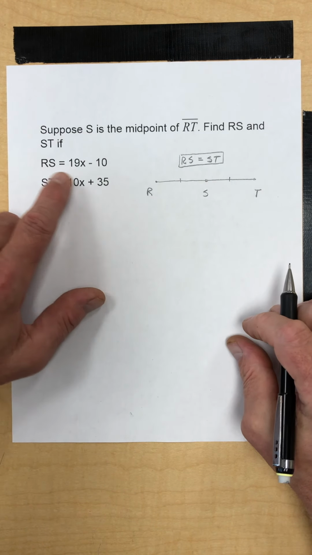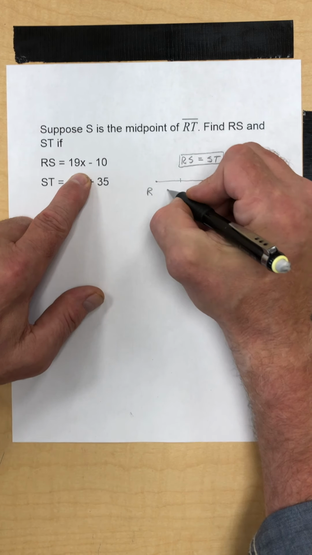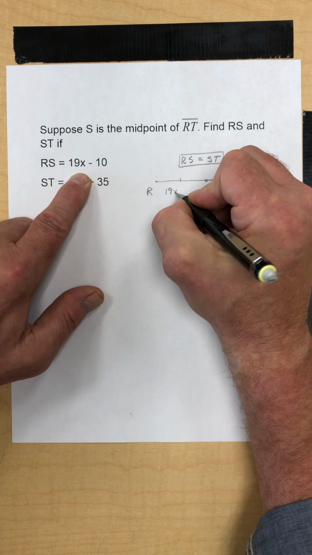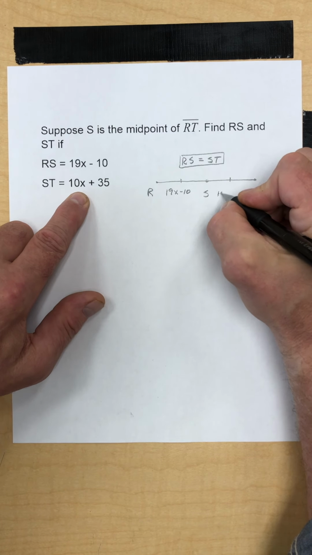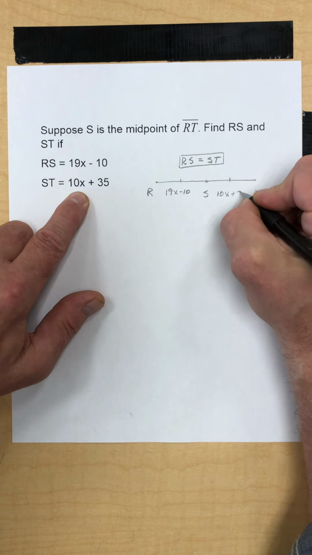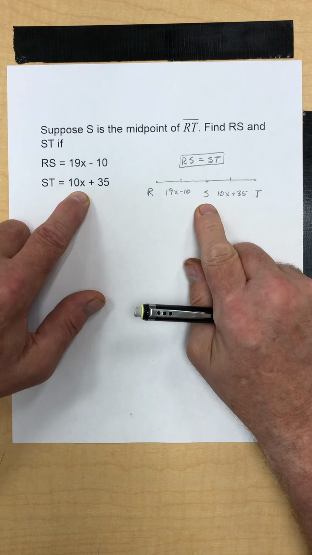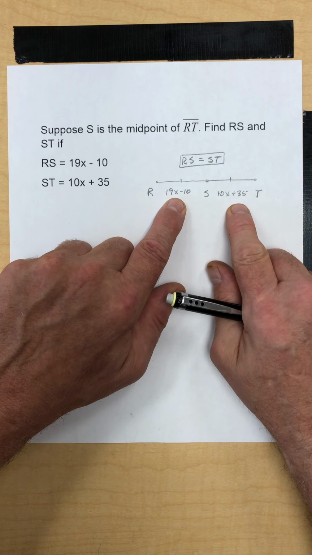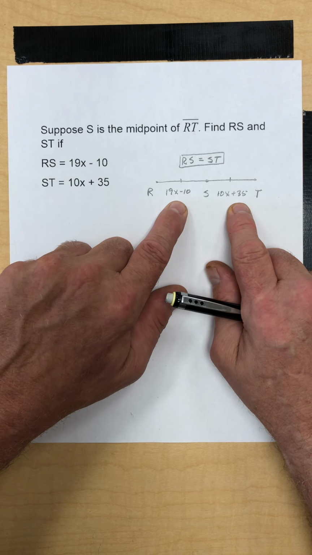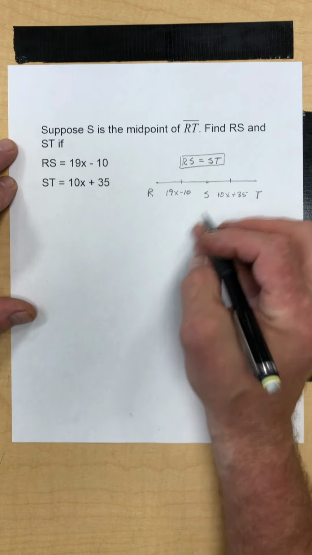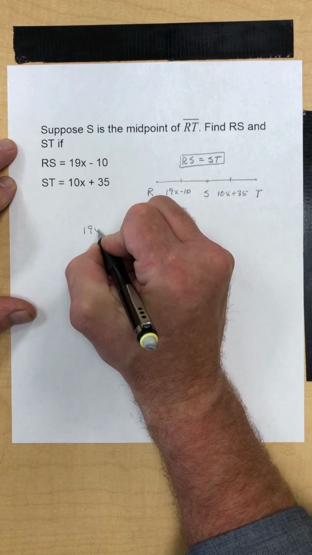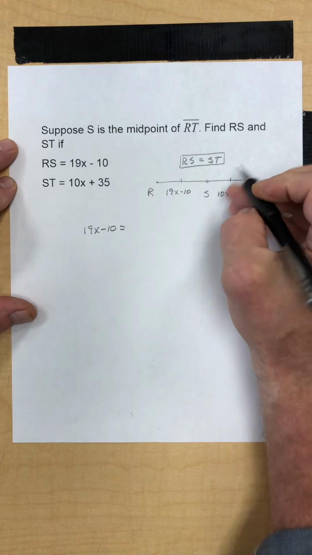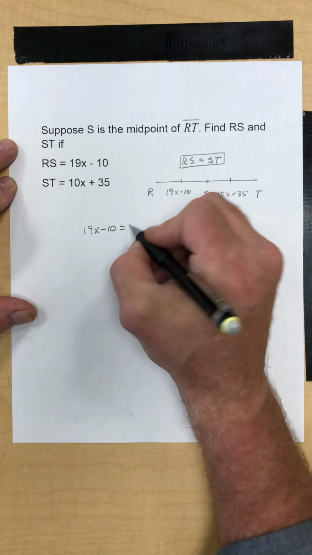Okay, so if I know that RS is 19x minus 10, and ST is 10x plus 35, well, the fact that S is the midpoint means that these two segments have to have the same length. So if I set these two equal to each other, I can solve for x. So we say RS, which is 19x minus 10, equals ST, which is 10x plus 35.